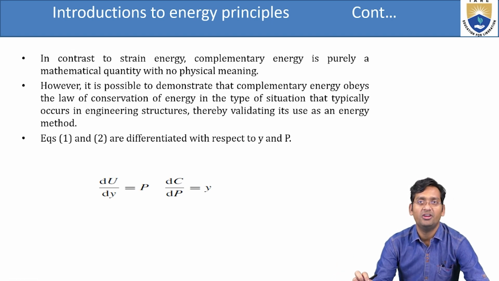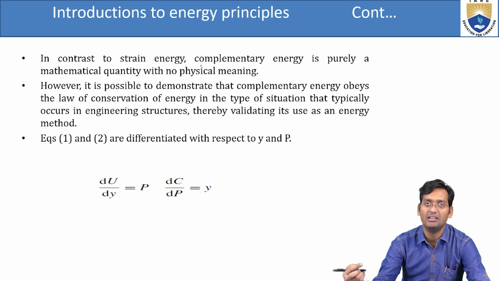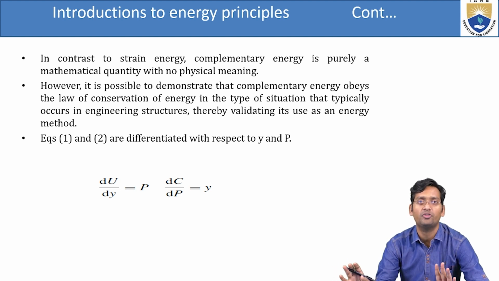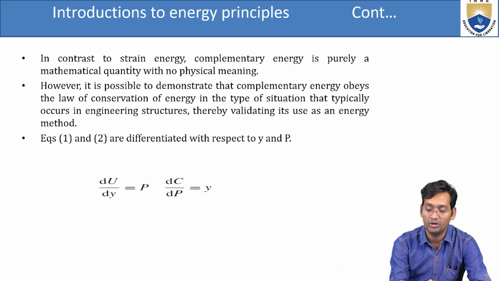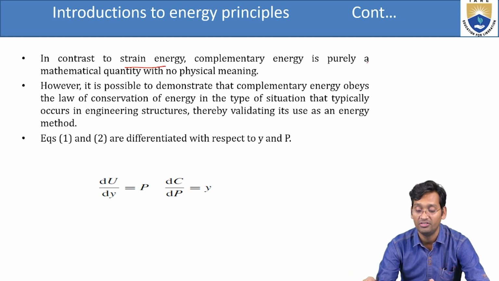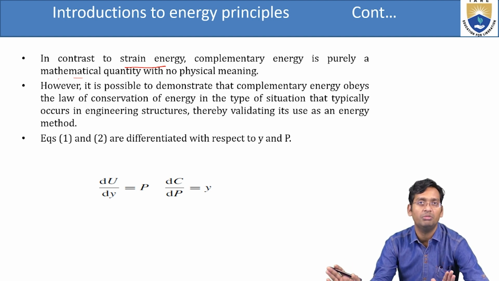In contrast to the strain energy, complementary energy is purely a mathematical quantity with no physical meaning. Just mathematical, like 90 minus A or 90 minus B is the complement of it. There is no significance, or we cannot directly say some complementary energy is there, right? In a strain energy, whatever the remaining is there, that is the complementary energy. So there is no physical meaning of complementary energy, only because of the mathematics.